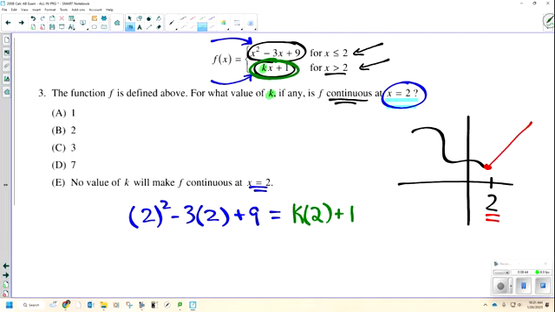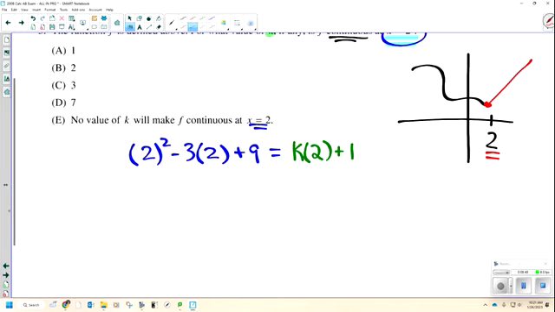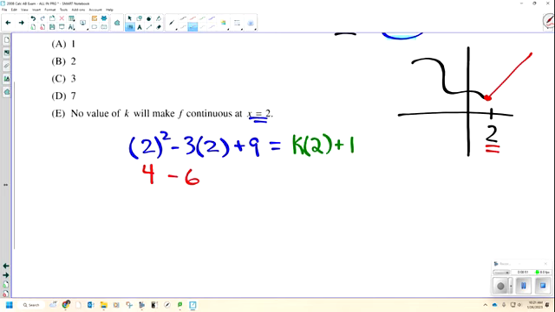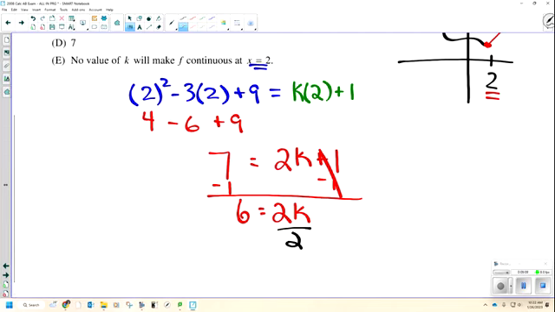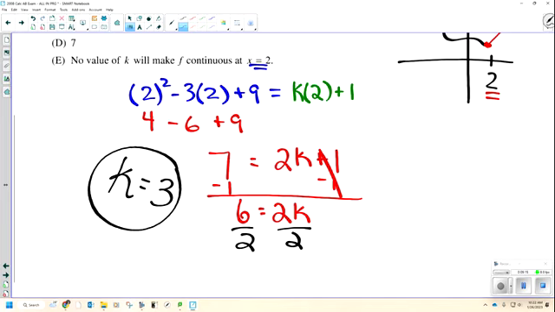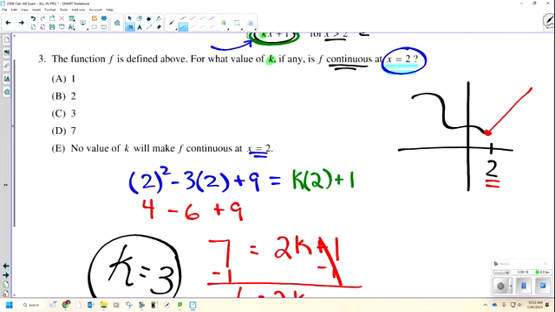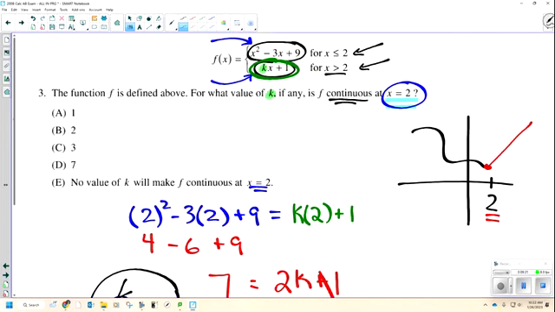So let's simplify this. Let's do the math and see if there's a value of k that makes this work. 4 minus 6 plus 9, that's 7. And we have 2k plus 1. Let's subtract 1 from both sides. Now it's just simple algebra. So 6 equals 2k. And if I divide both of those by 2, my k is 3. So a k value of 3 would make this piecewise function continuous at x equals 2. A k value of 3. And that is choice C.